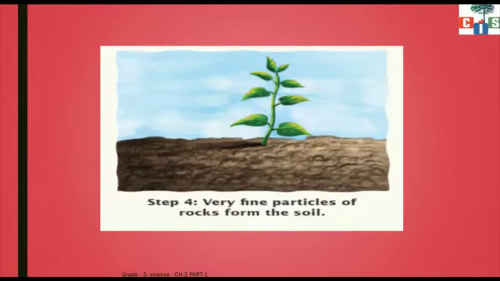So now what happens is very fine particles of rocks form the soil. The big rock is breaking down into smaller rocks. The smaller rocks will mix with the dead plants and animals, which will make the soil fertile, suitable for the plants to grow. And then finally it converts into very fine particles to form the soil. Okay, students, so this was our first topic of chapter number 3, that is formation of soil.